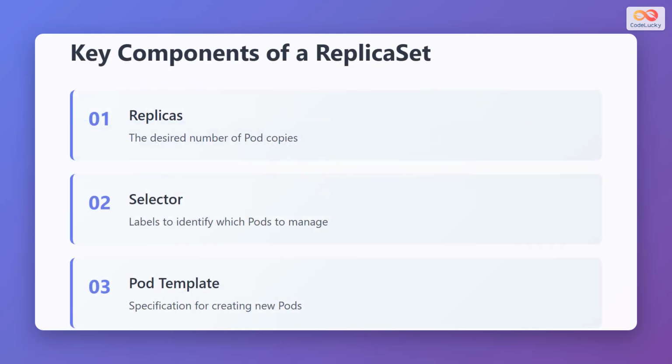Every ReplicaSet consists of three essential components. First is replicas, which defines the desired number of pod copies you want running. Second is the selector, which uses labels to identify which pods the ReplicaSet should manage. And third is the pod template, which contains the complete specification for creating new pods whenever needed. These three components work together to maintain your application's desired state.